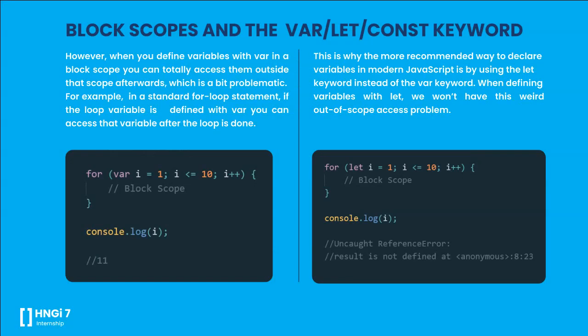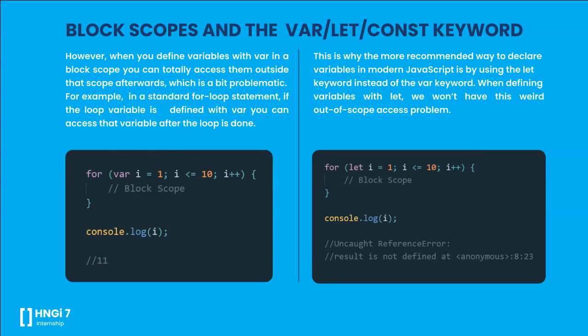It doesn't seem right. Ideally, we should not be able to access this variable because it should be only for the for loop, because we are only using it to iterate. So ideally, it should just be for the iteration. We should not be able to access it outside. We got 11, which does not even make sense.